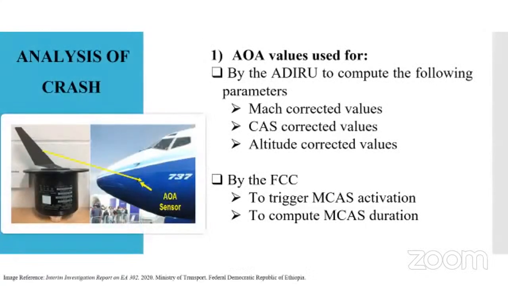Over to you, Nipin. So coming to the analysis part, the team found that the left-hand AOA sensor was faulty. Now ADIRU takes the AOA value as an input to compute Mach, CAS and altitude corrected AOA values. FCC also takes AOA values as an input to trigger MCAS and its duration. Next.